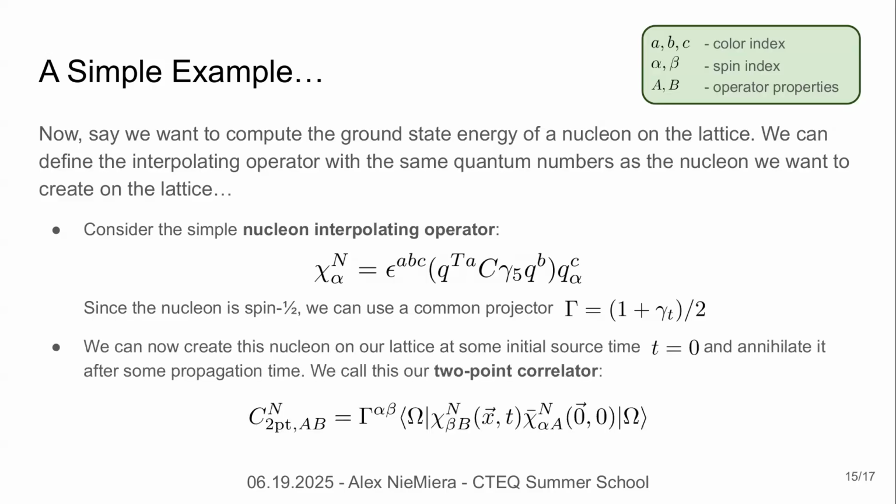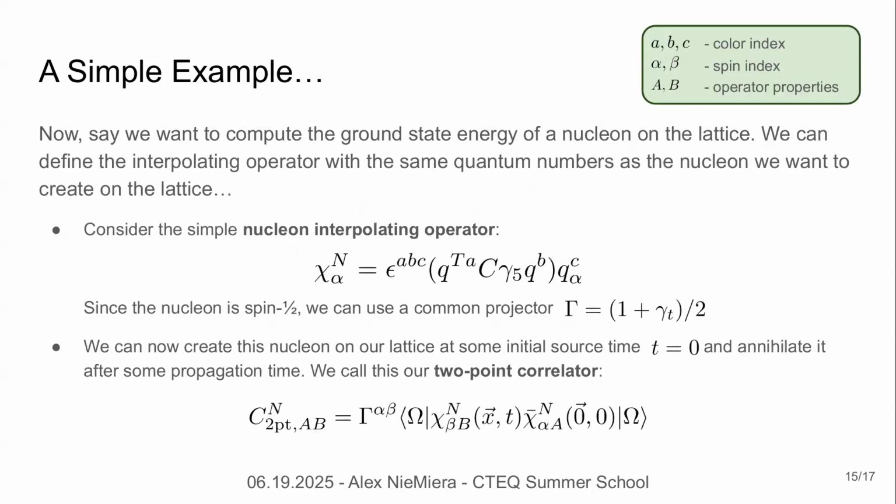So what we would do is put this interpolating operator somewhere on our lattice at some initial time t equals 0, at some spatial point. And we would allow it to propagate for some time before we annihilate it. This defines what we call our 2-point correlation function, where these kets and bras are going to be our QCD vacuum state. And we use this projector to project out the spin degrees of freedom that we want.